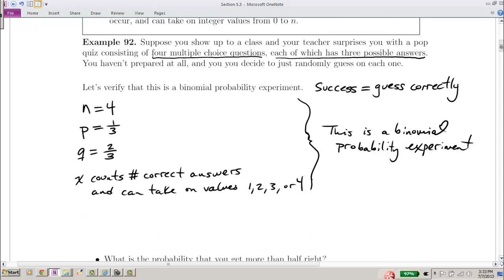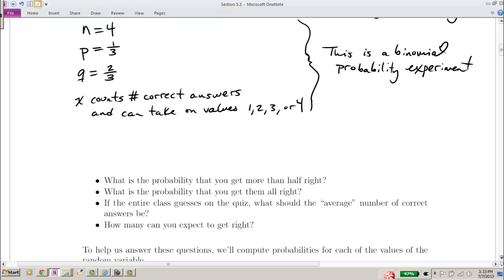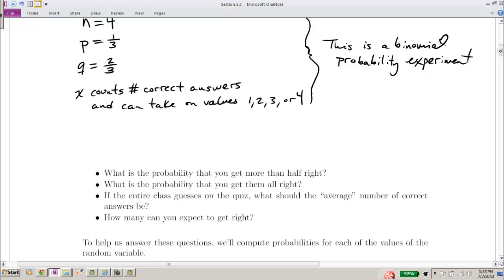Now we're going to pose the following questions, and then we're going to do a little bit of digging around to try to figure out a way we can approach situations like this, where we have a binomial probability experiment going on. So, we might be interested in figuring out what's the probability we get more than half right, or perhaps there's a chance that we might get them all right. If the entire class was unprepared and so everybody guesses on the quiz, what should the average number of correct answers be? In a probability experiment, what does it mean to talk about the average?